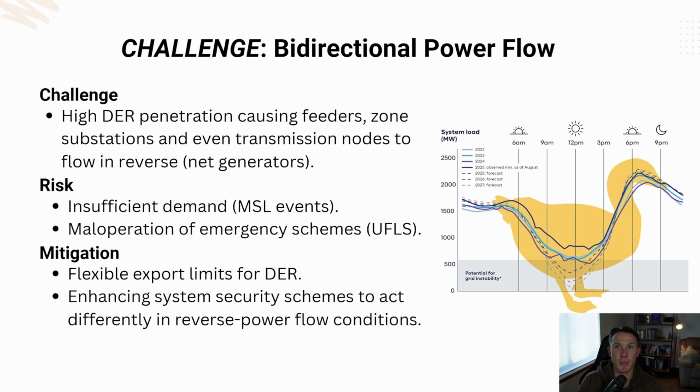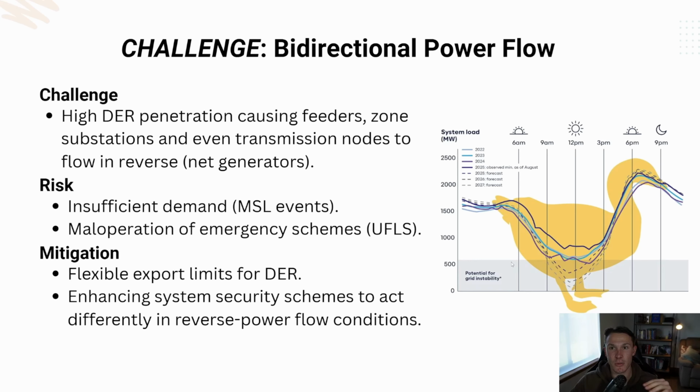As I alluded to earlier, a primary challenge faced by distribution networks across Australia is bidirectional power flows. Given Australia's incredibly high penetration of DER on the distribution network, it actually causes certain feeders, certain zone substations, and even transmission nodes to operate in reverse flow power, meaning that they're acting as net generators. So as we explored earlier, instead of power flowing from the zone substation down to the feeder, there is sufficient DER on the network such that in certain periods of the day, primarily when the sun is shining as shown on the right here in the dark curve, the demand on the network actually is reduced because a lot of these feeders are acting as net generators.